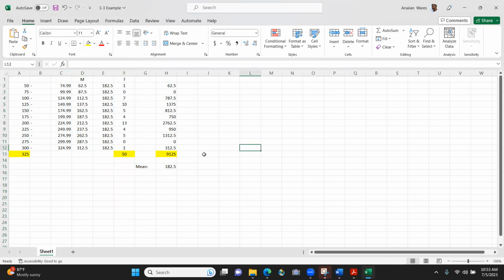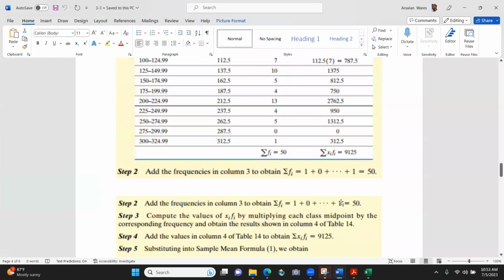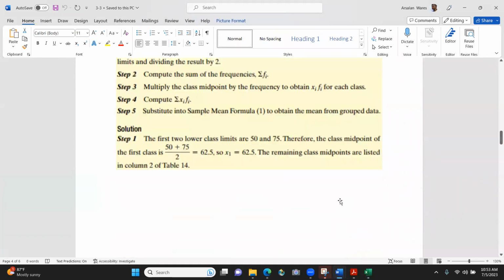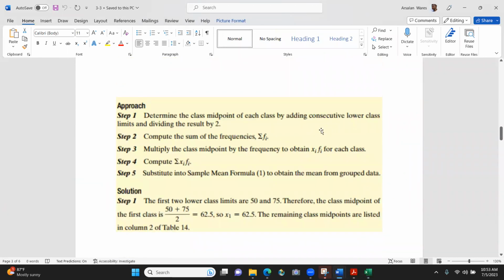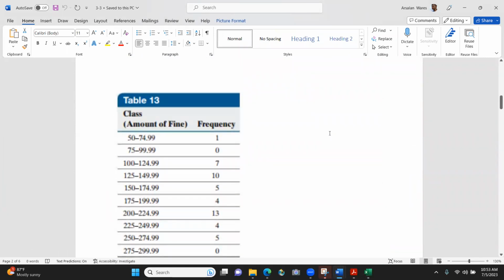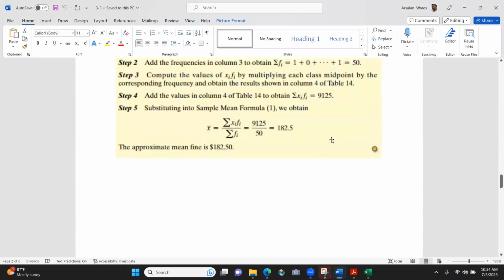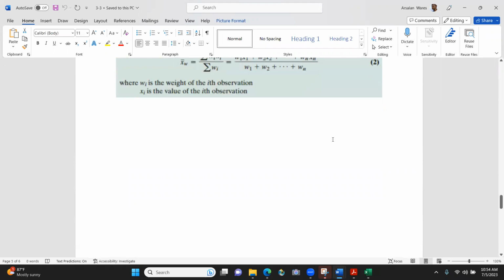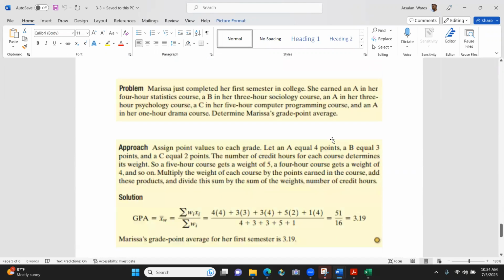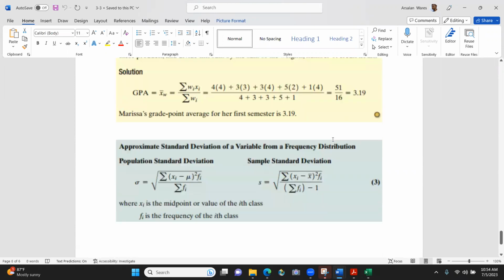All right. Now what am I going to do? Remember that formula. Let's go back and analyze the question a little bit. Let's read the question. Determine the class midpoint. Okay, we did that. The amount of fine frequency. It has to be a sample, so I'm going to go with the sample. We found the mean. We got the right answer. We'll come back to it.